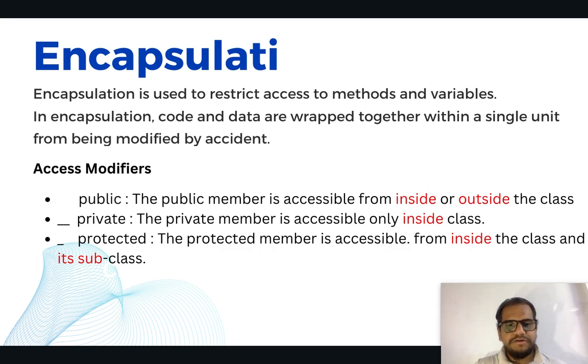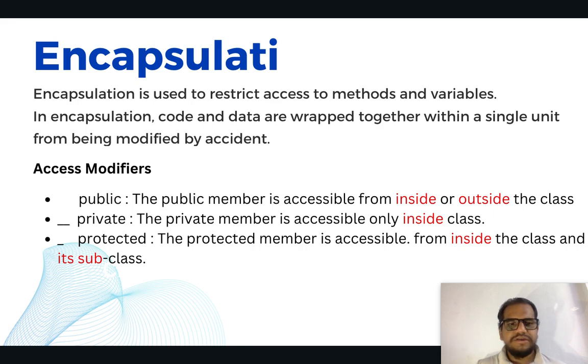The private members are accessible only inside the class. In this case, private variables we can access only in that particular class. Suppose we have a parent class and there are some variables we mention as private. We can inherit that class to the child class, but at that time we can't access the private variable in the child class. This is called private, and we use the double underscore symbol as the private keyword.